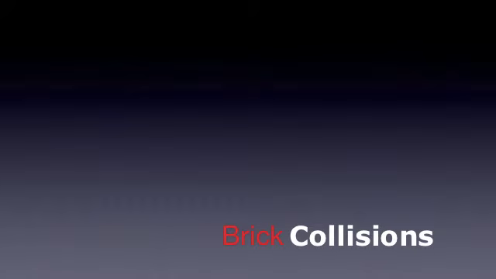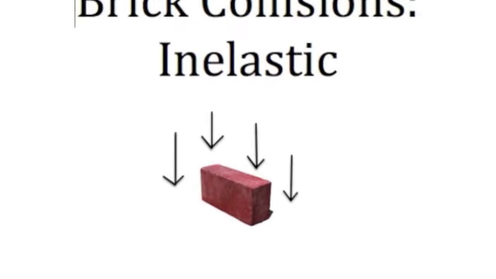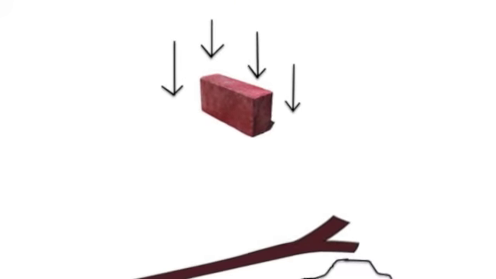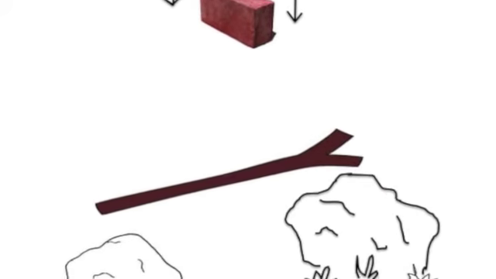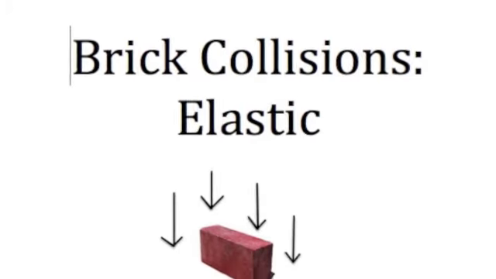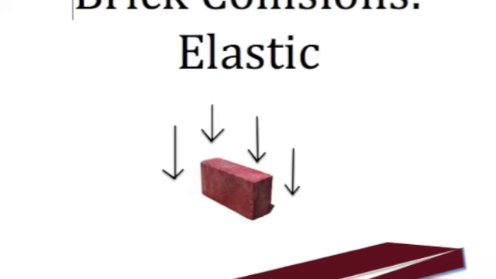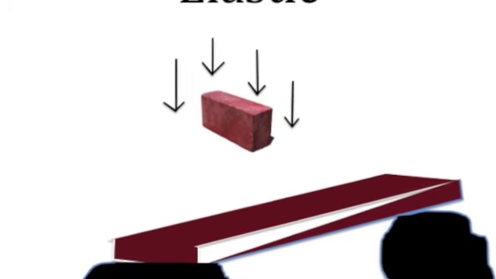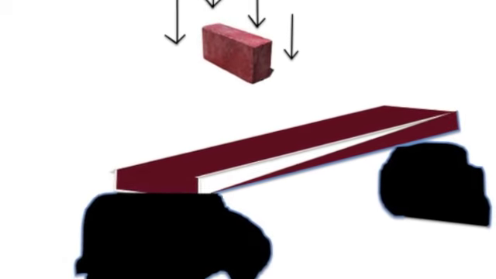For my physics project, I thought it would be a lot more interesting to conduct my own experiment rather than just find data off the internet, so that's what I did. I conducted two experiments. One, I dropped a brick on a stick and the stick broke, and two, I dropped a brick on a board and it simply rebounded off. These demonstrated two different types of collisions, and I thought it was very interesting to do.